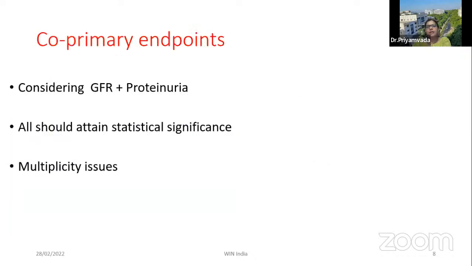So there are no hard and fast rules on how many endpoints you need to select, but if possible, limit to one. Because with more than one endpoint, usually there might be problems with multiplicity. And another thing is, let us say, if I am taking a GFR-based criterion as a primary endpoint and a proteinuria-based criterion, then both should attain statistical significance to say that rituximab will work in IgA nephropathy.